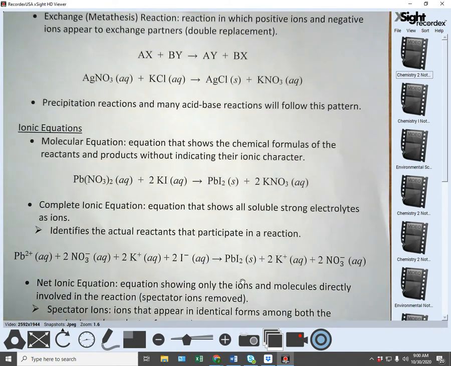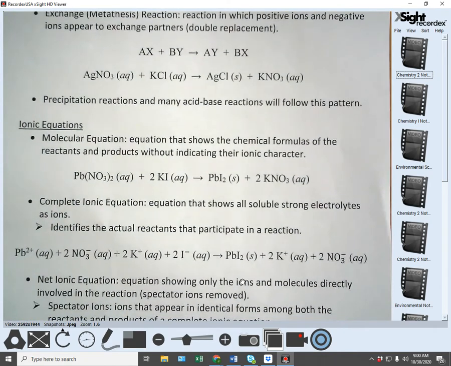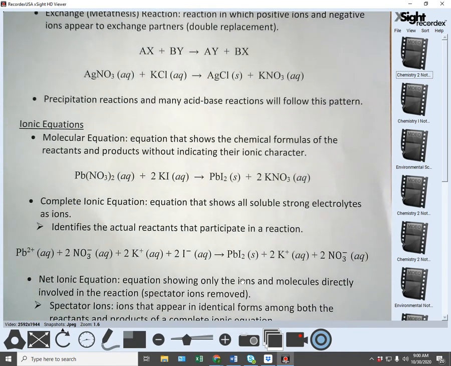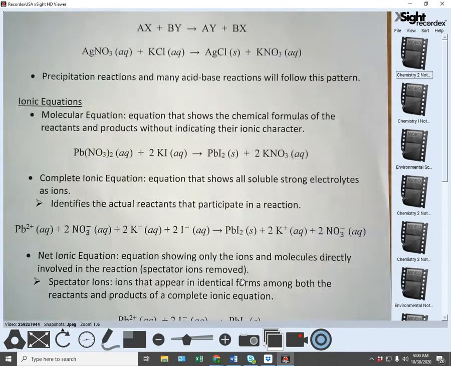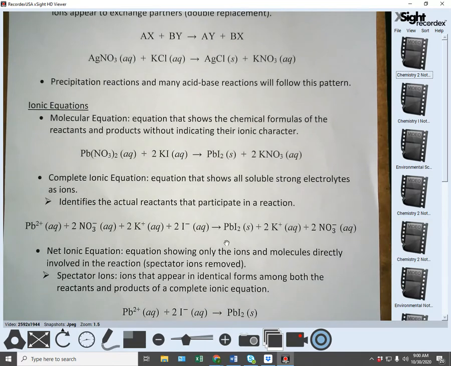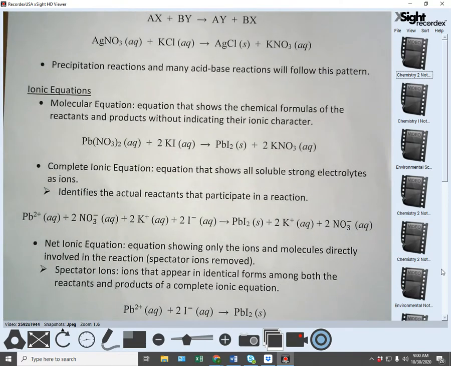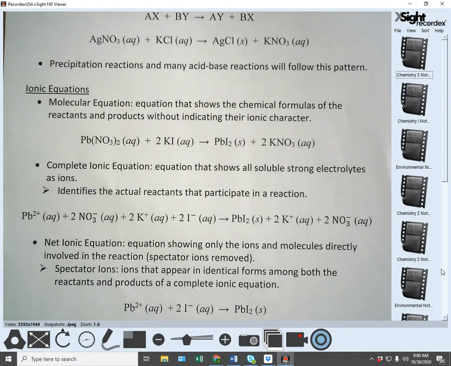All right, that is what is called the complete ionic equation. The net ionic equation is the equation showing only the ions and molecules directly involved in the reaction. Something called spectator ions are removed. Spectator ions are ions that appear in identical forms among both the reactants and products of a complete ionic equation.